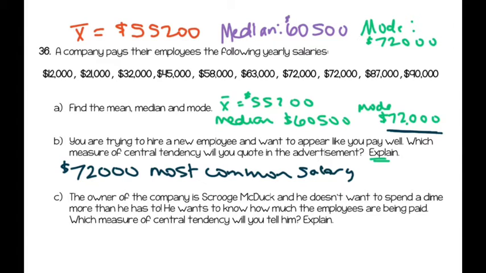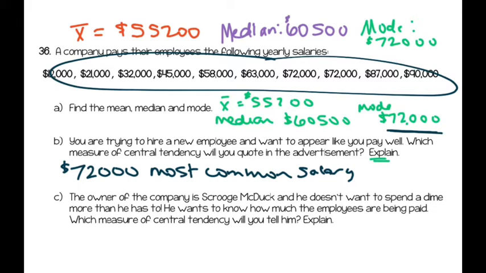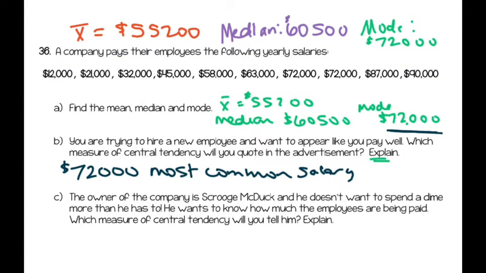So which measure are you going to use now? Keep in mind, people's salaries have not changed. What's changing is the truth that you're going to put out there. So if you're trying to make your boss think that we're not paying that much, you're not going to use the mode. You're going to go for the lowest number. So we're going to use the $55,200.